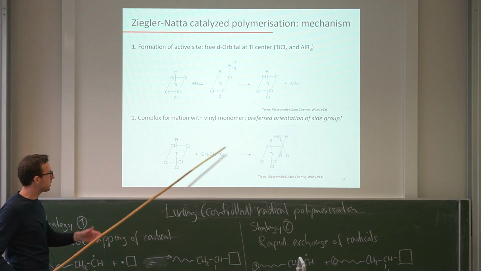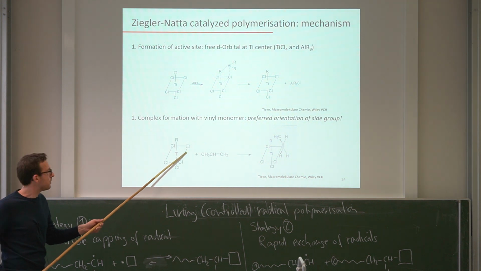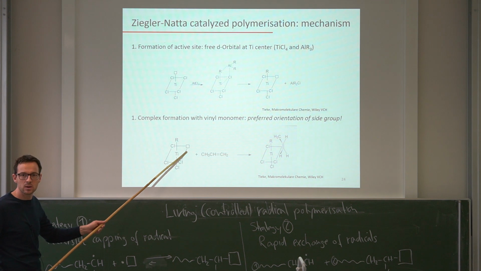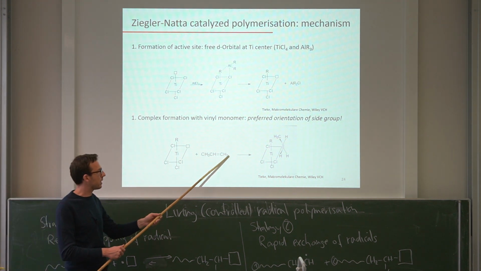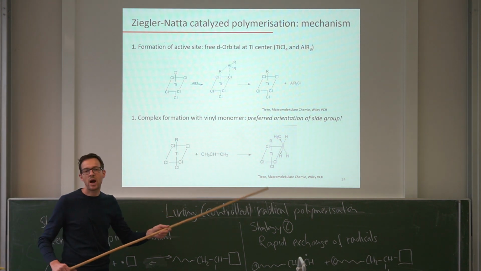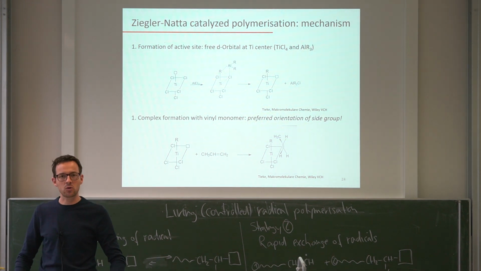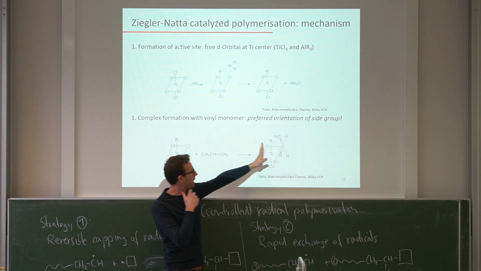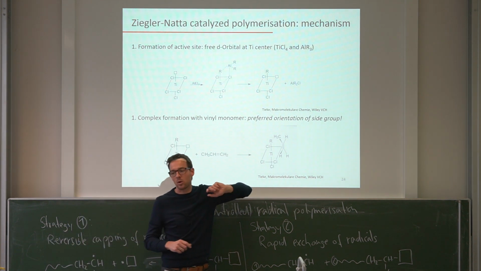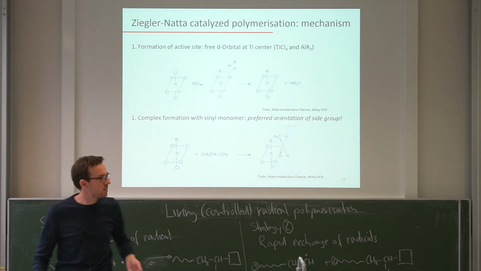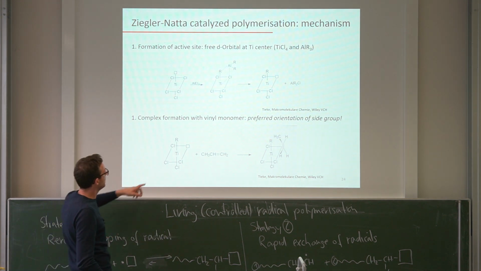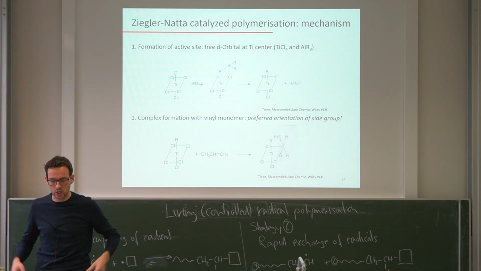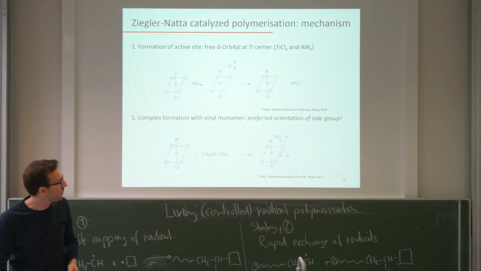So what happens next? We have a titanium metal center here that has a free coordination site. And we have a molecule here that actually has pi electrons. So it can donate electrons to the titanium center. And it does so by approaching this titanium center via the double bond. So the double bond makes, if you want, contact with the titanium to form a complex, to share the electron density with the titanium.